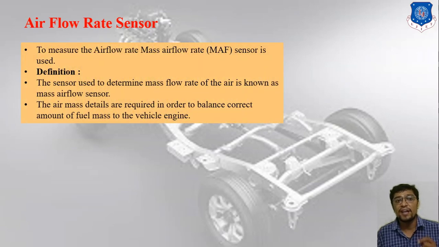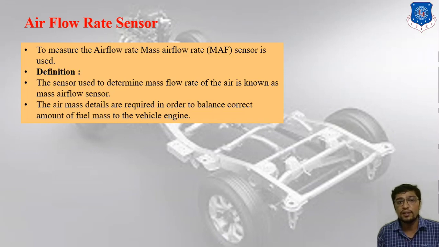Next one, that is the airflow rate sensor. As the name suggests, what is an airflow rate sensor, right? Basically, to measure the airflow rate, or we can say to measure the mass airflow rate, a sensor is used, right? So for sensing the airflow rate, we can use the MAF, mass airflow rate sensor. So what is the basic definition of the airflow rate sensor?